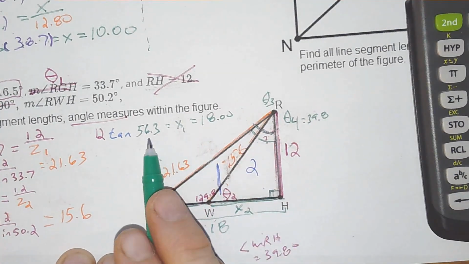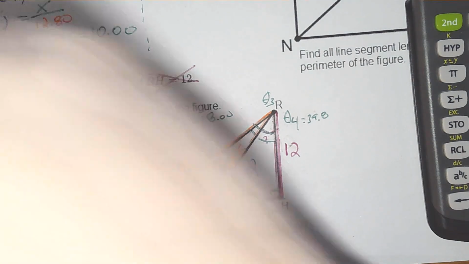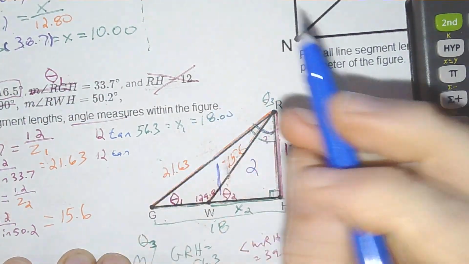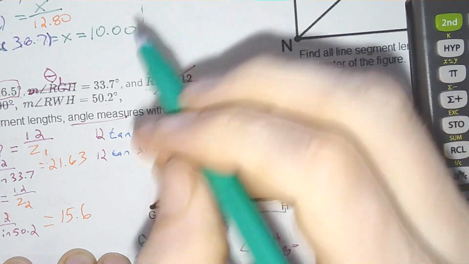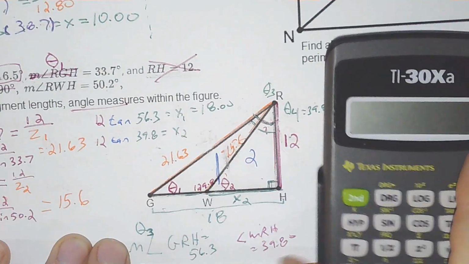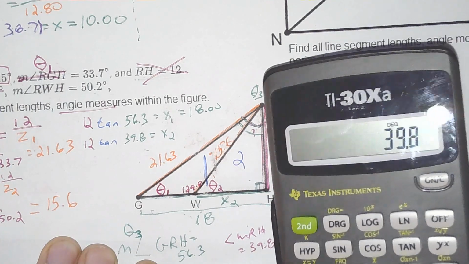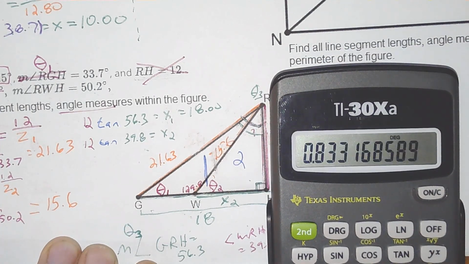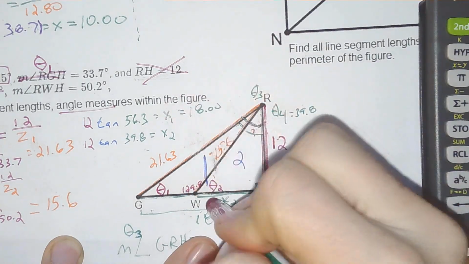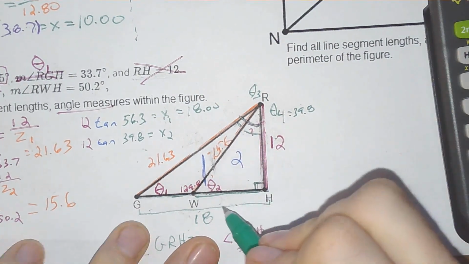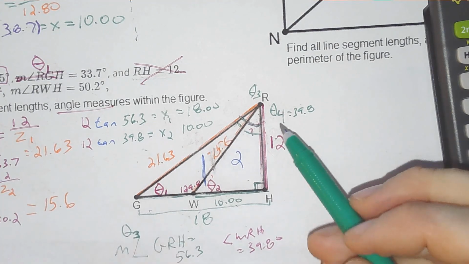It's going to be the same thing, except it's going to be 39.8. So 12 times the tangent of 39.8 equals x2. So that's going to be tangent of 39.8 times 12 equals 10. Isn't that nifty? I think it's nifty. That's 10. All right, so I think that gives us all the angles.